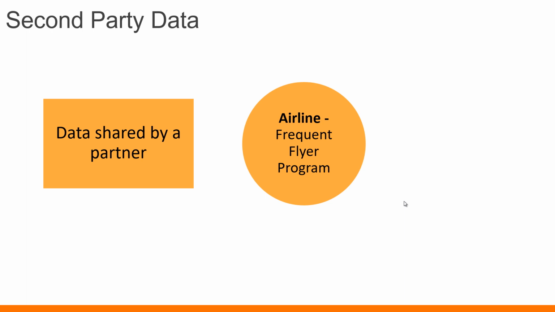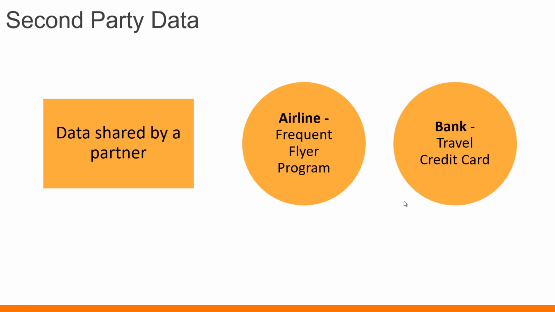Let's look at the second type, which is second party data. So what is second party data? It is data that is shared by a partner. Let me explain this with an example. Let's take an airline here, any airline that has a frequent flyer program and wants to promote it. And let's take a bank that wants to promote their travel credit card. Now, the target audience for these two companies would have some degree of overlap.